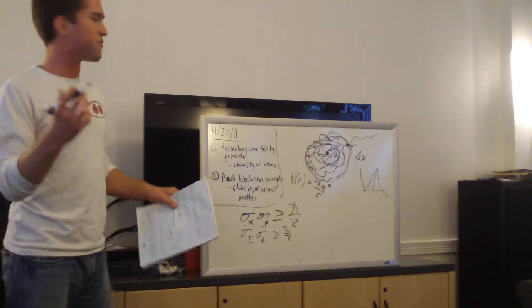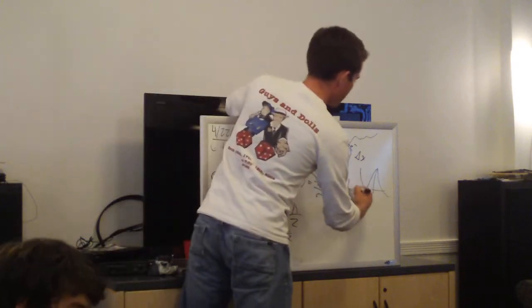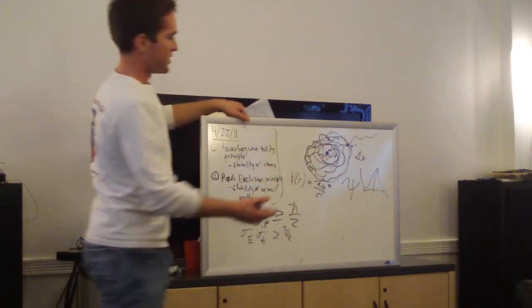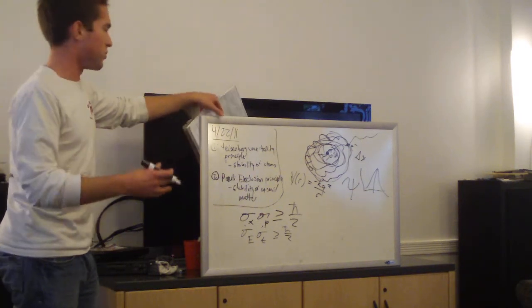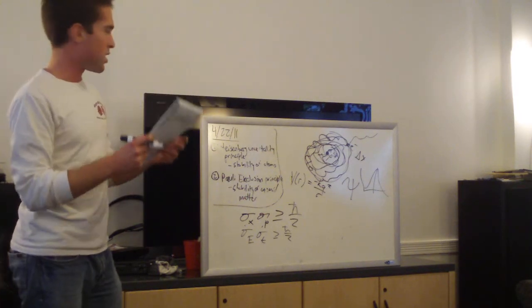Particles are described by wave functions. If you've ever seen this thing, that is the usual symbol for what a wave function is. There's a number of different things. We'll get into that a little bit later on.